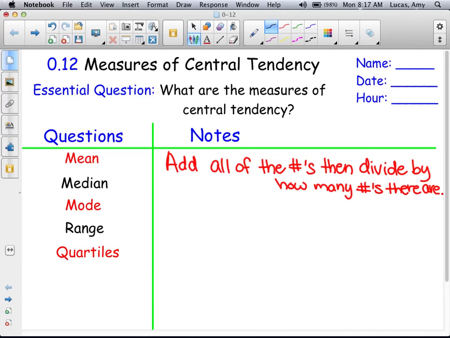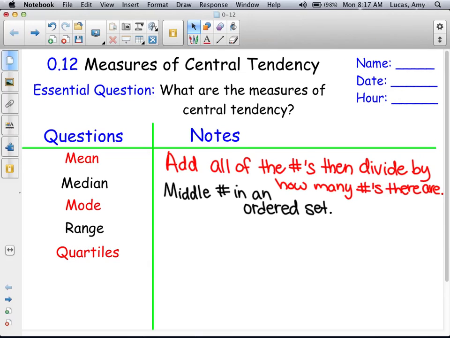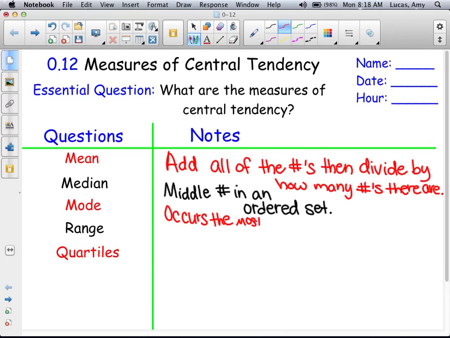The median is the middle number in an ordered set. So what's important with the median is that your numbers have to be listed first from least to greatest. The mode is the one that occurs the most. The range is the highest number minus the lowest.